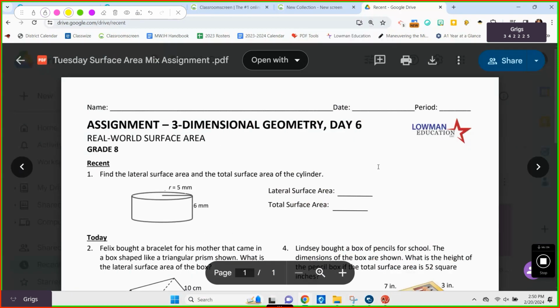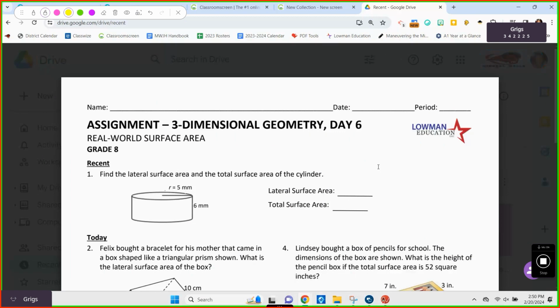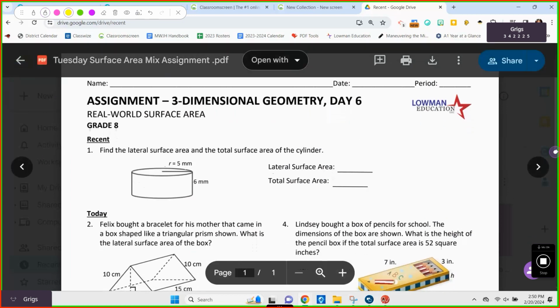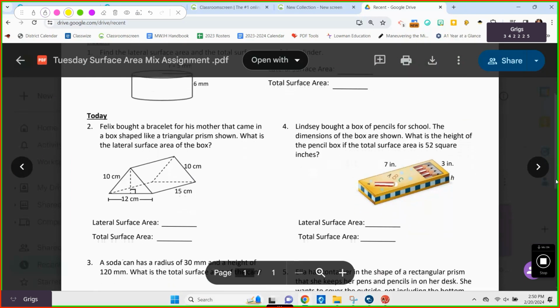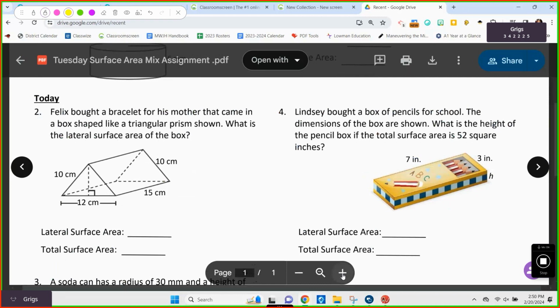So when we looked at this paper, we thought, yeah, that sounds good, but it only had lateral and total in certain areas. So we made them find lateral and total on all of it. We've got a few things to edit. Number 2, you see number 2? Yeah. What shape is that? Triangular prism.